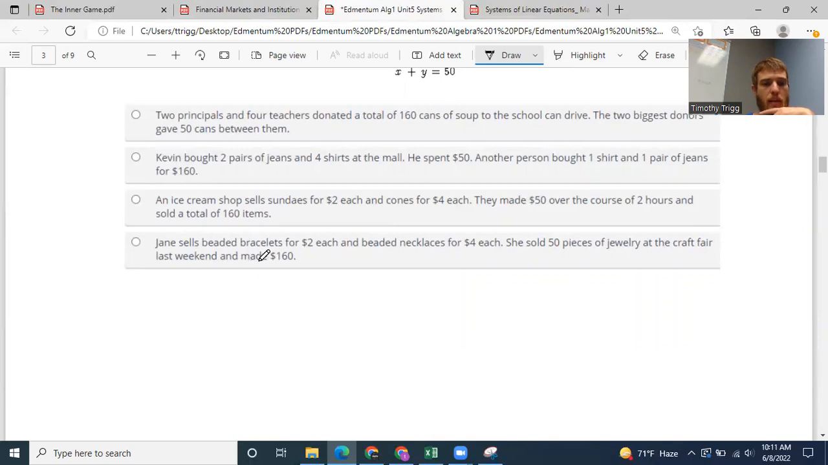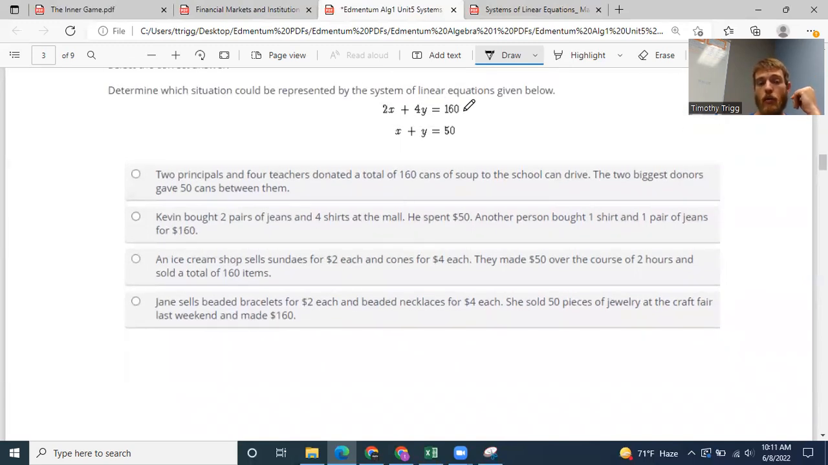Let's see. Jane sells beaded bracelets $2 each and beaded necklaces $4 each. She sold 50 pieces. Okay. And she made 160. Yep. So this first equation is correct, because it's $2 times the number of bracelets plus $4 times the number of necklaces gave her total money, right? The total profit, which was $160. Then it also says that the number of bracelets plus the number of necklaces was 50, right? She sold 50 pieces. So that's definitely the correct answer there.